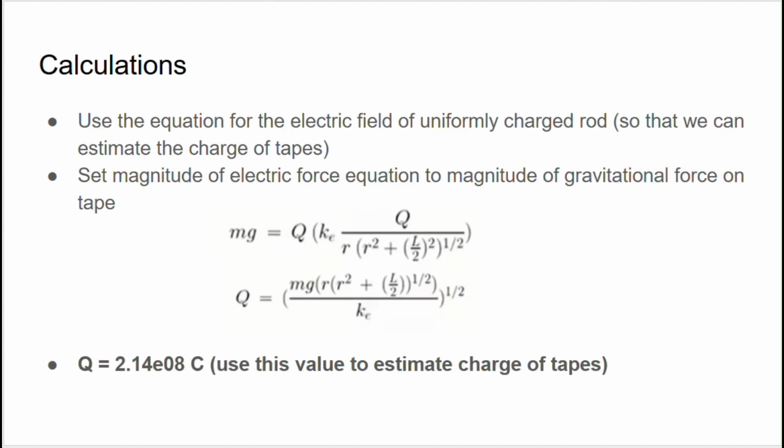For calculations, we used the equation for the electric field of uniformly charged rods so that we can estimate the charge of the tapes. Then we set the magnitude of the electric force equation equal to the magnitude of the gravitational force on the tape. And so we got our Q value of 2.14 times 10 to the negative 8, and we used this value to estimate the charge of the tapes.